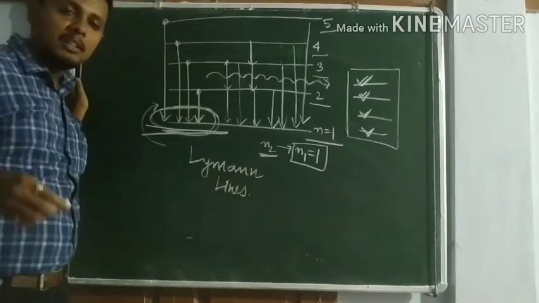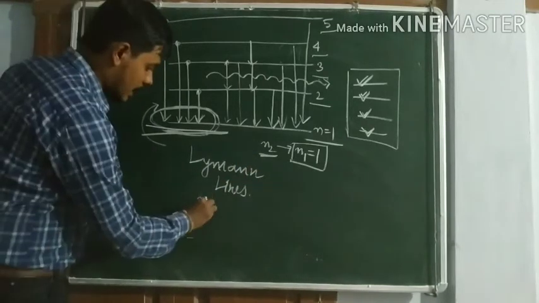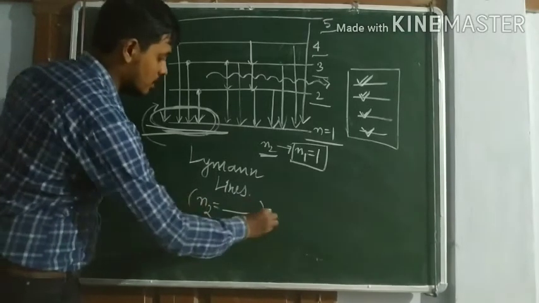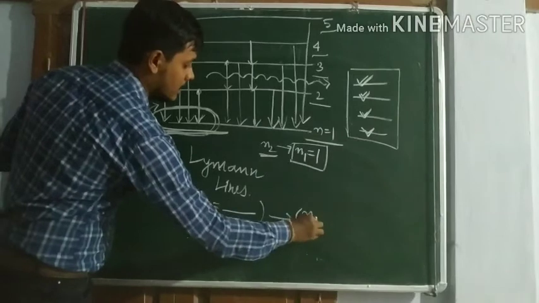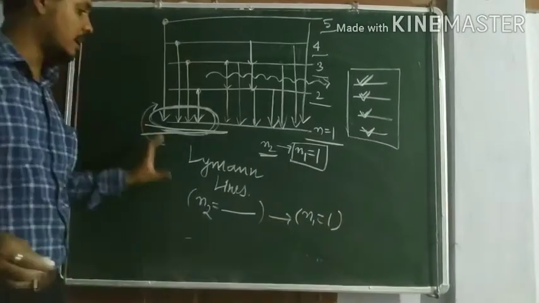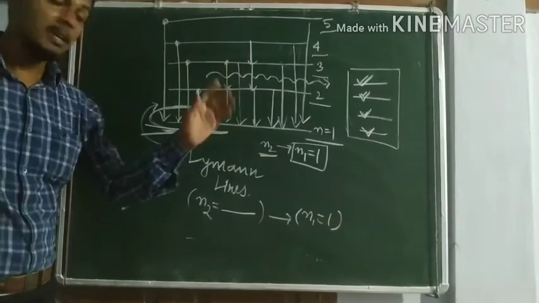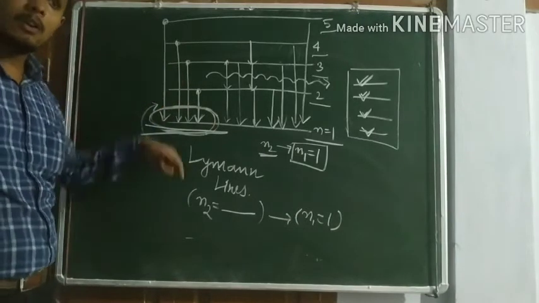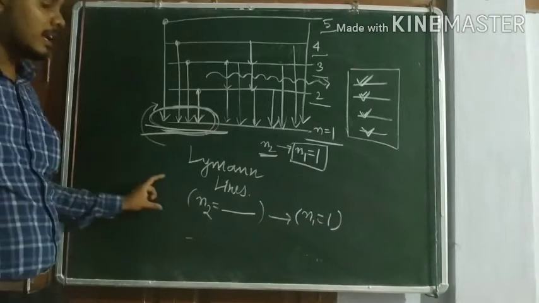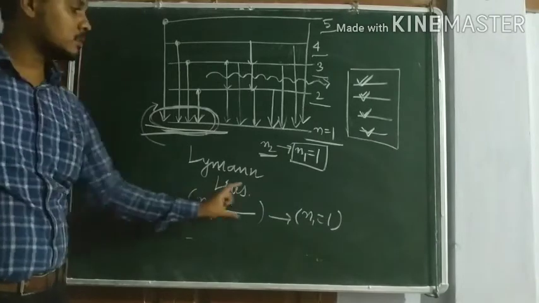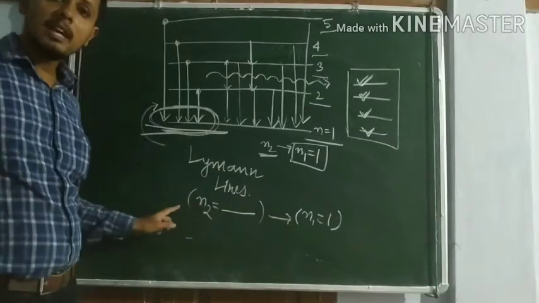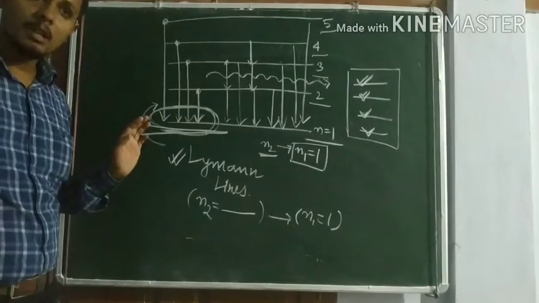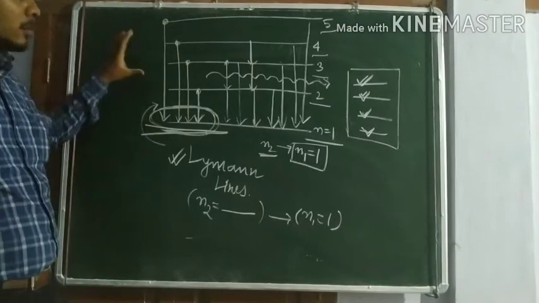Okay, so for Lyman lines, n2 is a higher state, and the electron comes to n1 equals 1. So we get a series of lines: from 2 to 1 we get one line, from 3 to 1 another line, from 4 to 1 another line. So all these lines are obtained when an electron returns to n equals 1. So these lines are called Lyman lines.